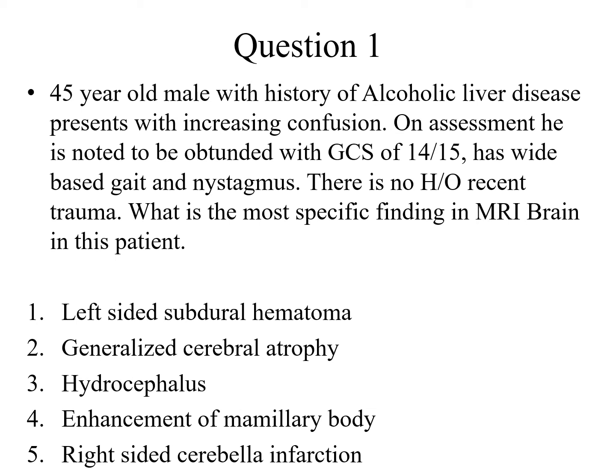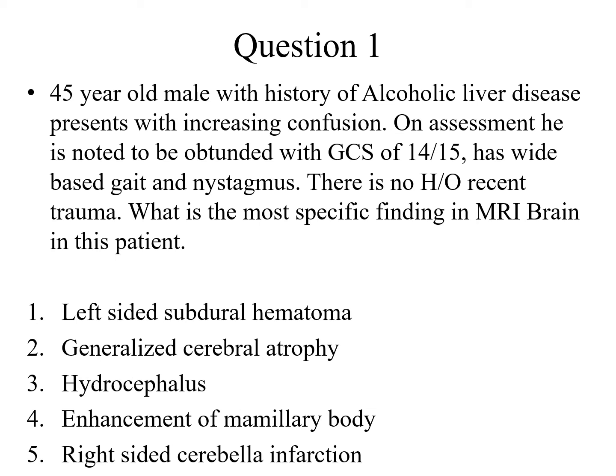Now, the clue to the question relies on the additional symptoms. The patient has a wide-based gait and a nystagmus. A wide-based gait indicates that the patient probably has cerebellar involvement, with additional nystagmus. So it has generalized cerebellar involvement. There is no recent history of trauma, and so that rules out a few of the options which have been provided.